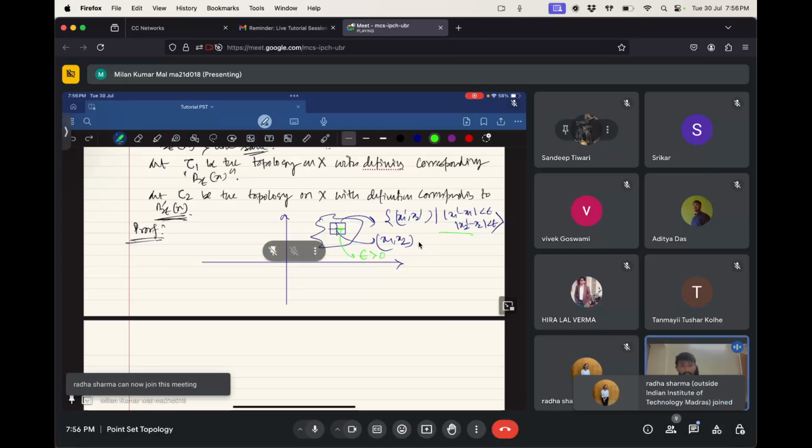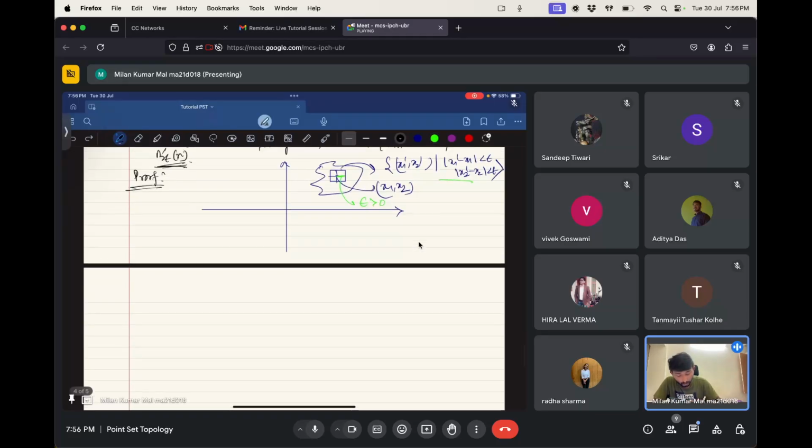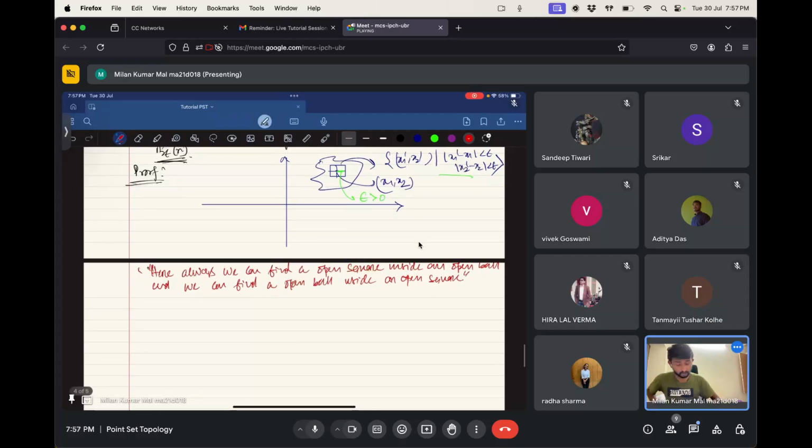But here the interesting part is that I can always find a sphere or circle inside a box, and always find a box inside a circle, obviously an open box. Intuitively, what I want to say is that we can always find an open square inside an open ball, and we can find an open ball inside an open square. Why am I making this statement? I just want to make sure that it is very clear.